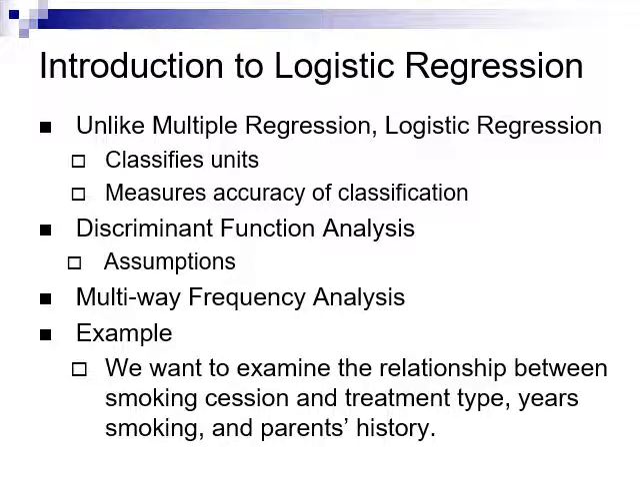And we want to predict whether or not you would be someone who had stopped smoking by the treatment type, your number of years smoking, and your parents' history of smoking. So in other words, we have 3 IVs that are continuous, and we're going to ask the question, can we use these 3 IVs to find out if someone would be more likely or less likely to stop smoking?